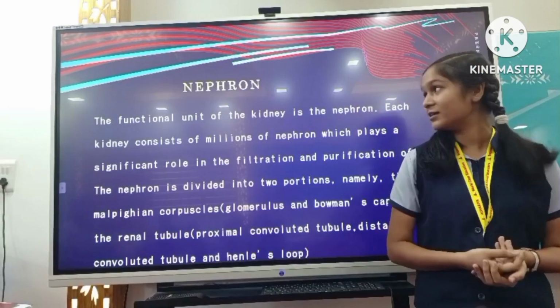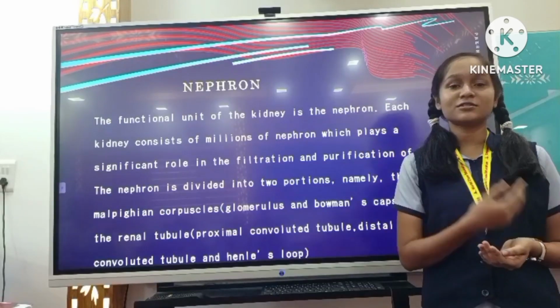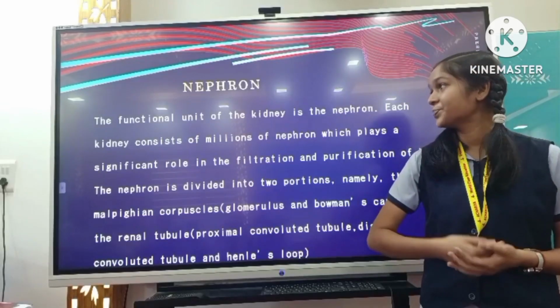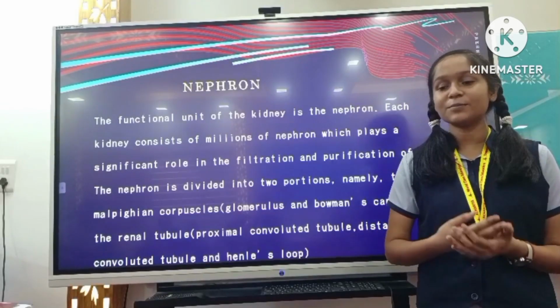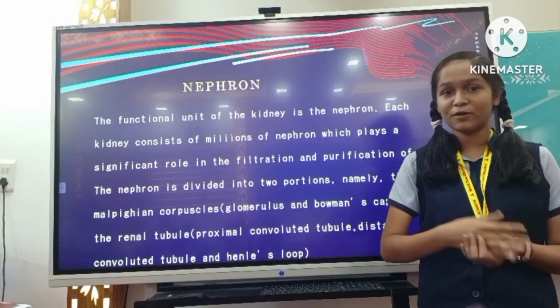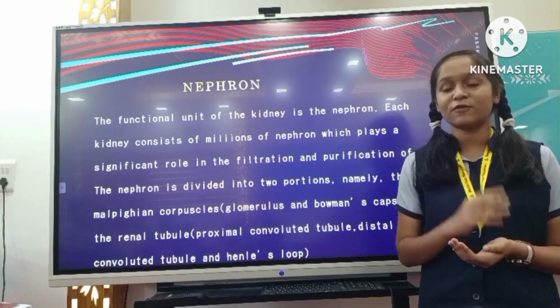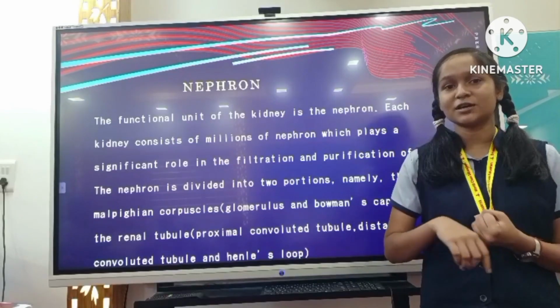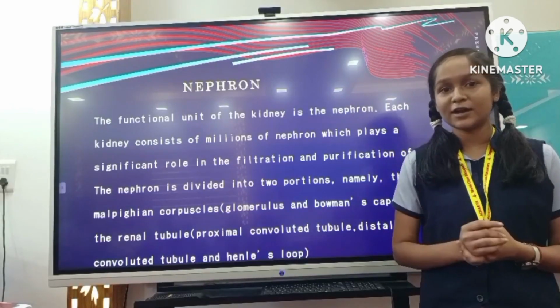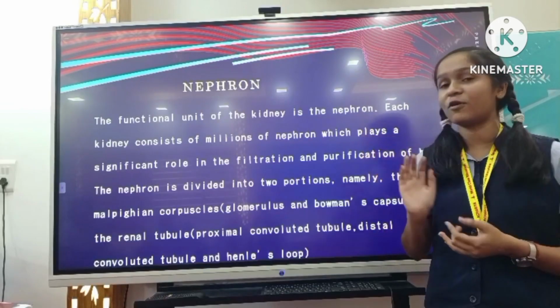Today I am here to explain about the nephron. So the nephron is the structural and functional unit of the kidney. It is called the structural unit of the kidney because each kidney of a human being is made up of millions of nephrons, and it is called the functional unit because it performs important functions of the kidney, such as filtration of blood and removal of nitrogenous waste.